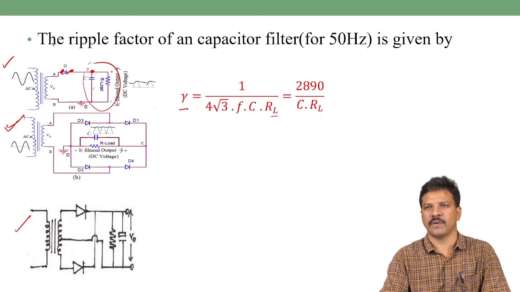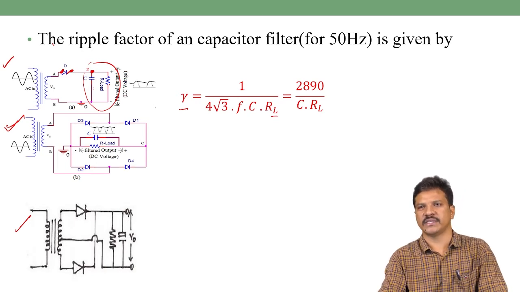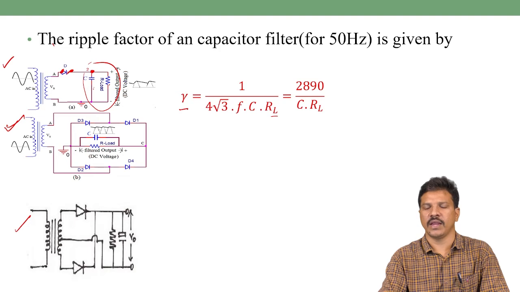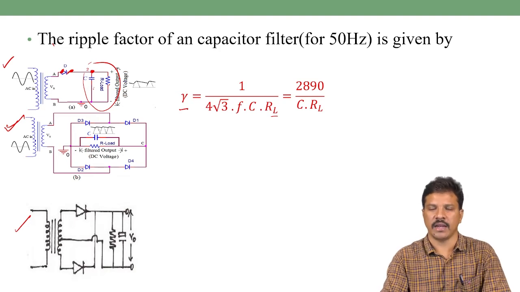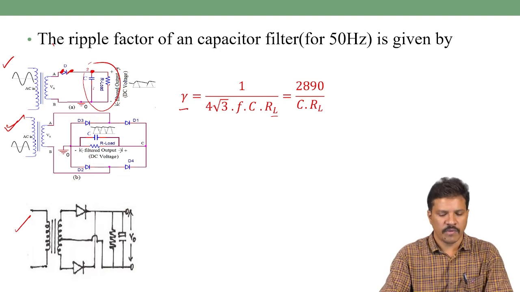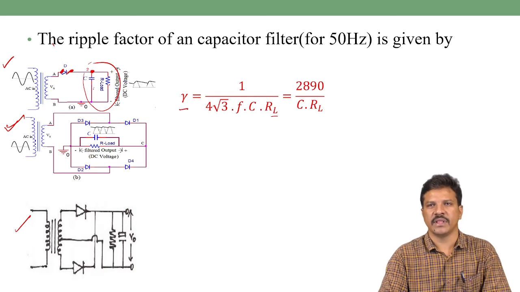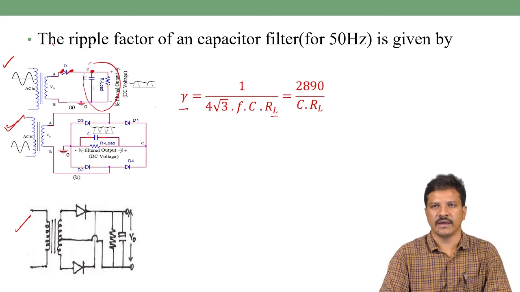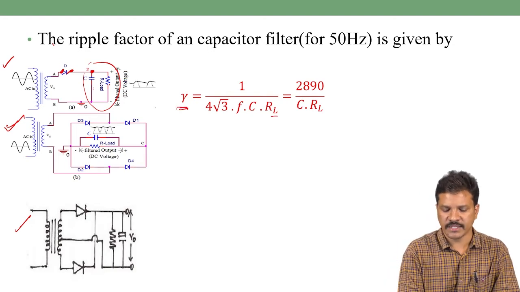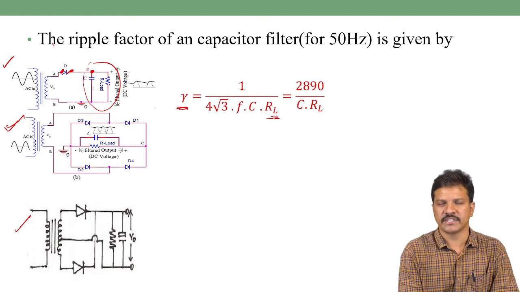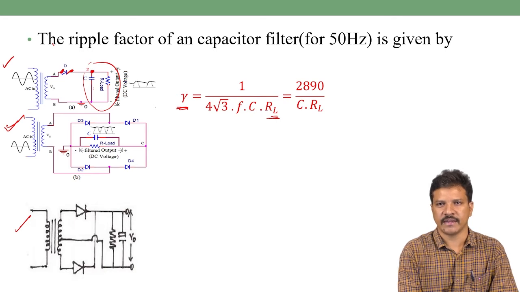In the problems, they have given the capacitor value and load resistor, so directly we can find 2890 divided by C into RL. What will be the relation between the ripple factor, load resistor and capacitor? If you see here, gamma is inversely proportional to the load resistor and inversely proportional to the capacitor.